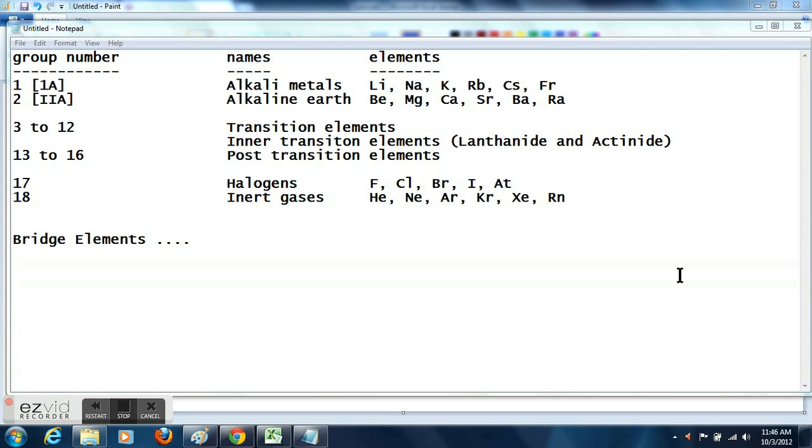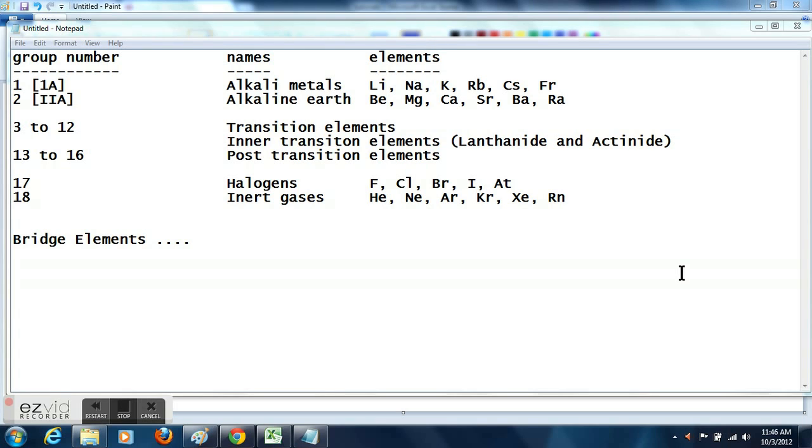Let us talk about group 1, which in older terminology was called group 1A. The elements in group 1 are called alkali metals, like lithium, sodium, potassium, rubidium, cesium, francium. They are very highly reactive metals.